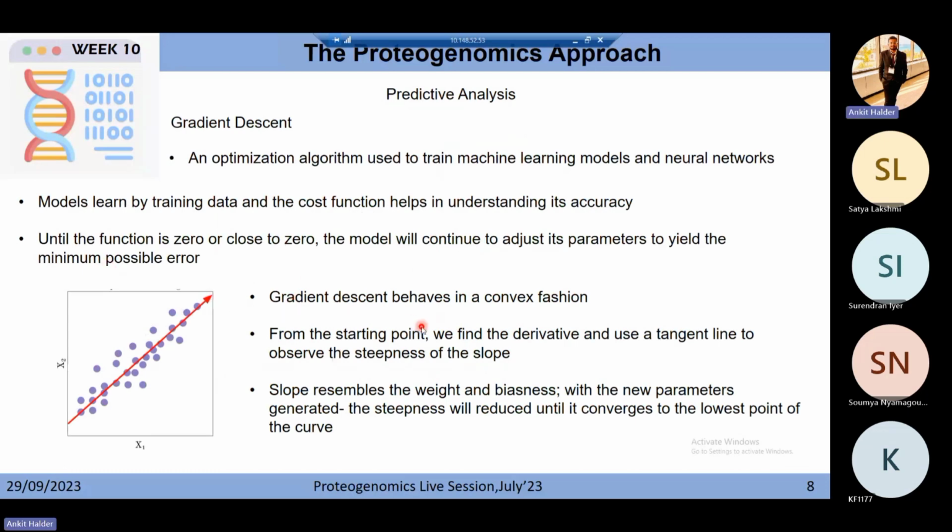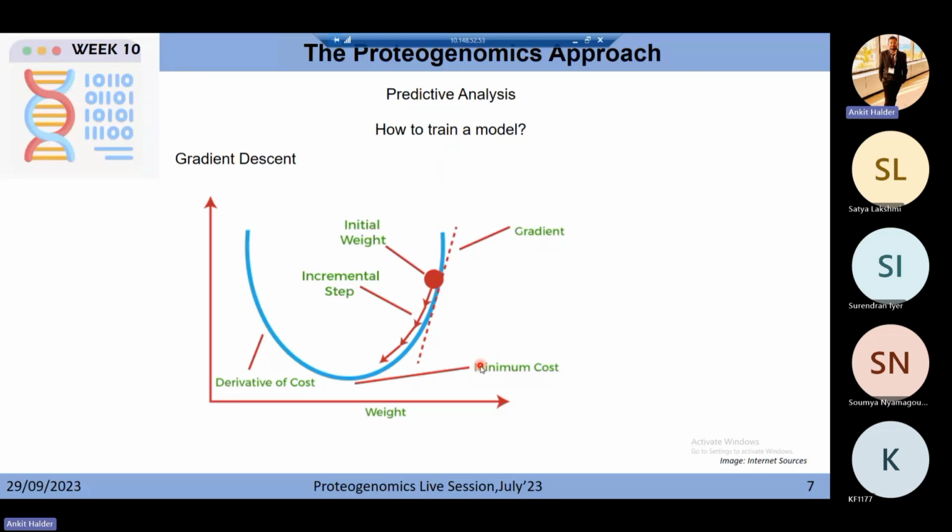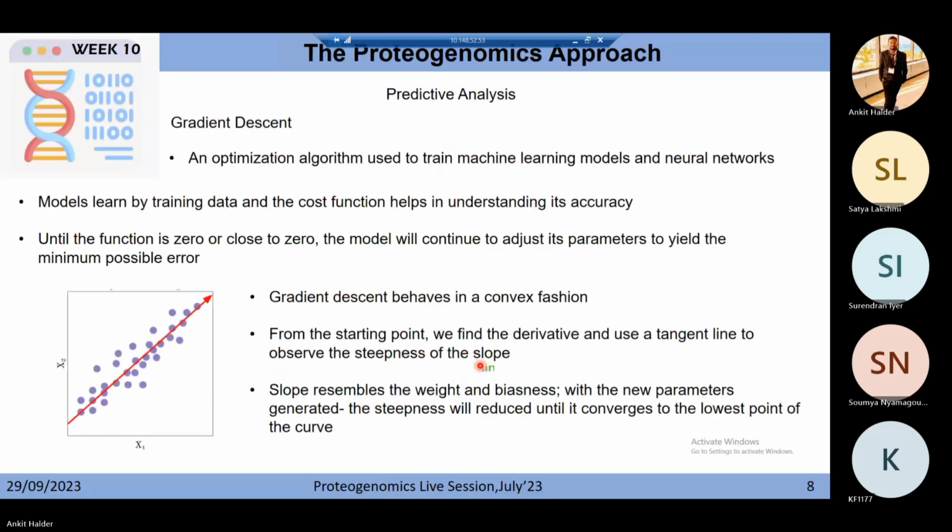From the starting point, you use the derivative and a tangent line to observe the steepness of the slope. Just think of it like this: with the weight on the x-axis and the cost function on the y-axis, for any regression model or any kind of classification model, you draw this curve and perform the partial derivative at each point. You try to find the local minima and adjust the parameters, and as you go step by step, you are converging the error cost function towards zero, with the partial derivative at zero, and then you conclude that this particular point gives a minimal error.